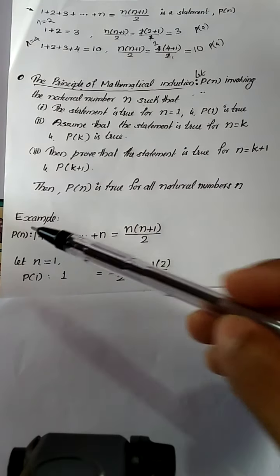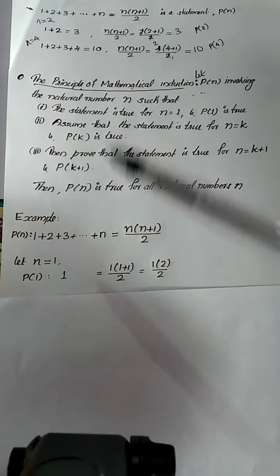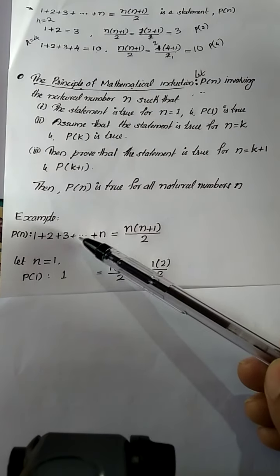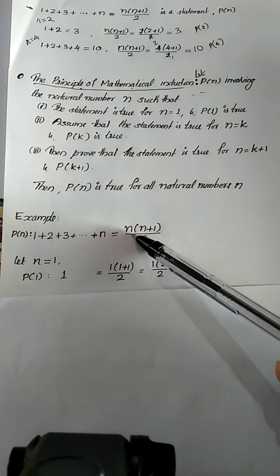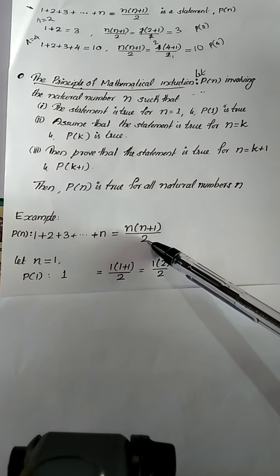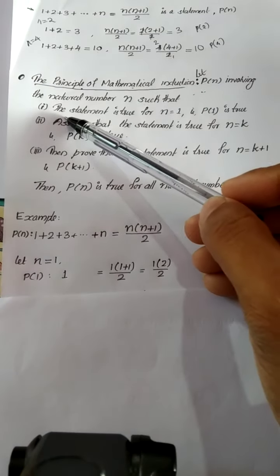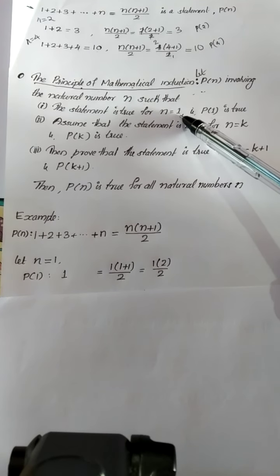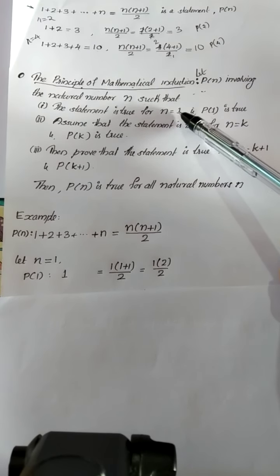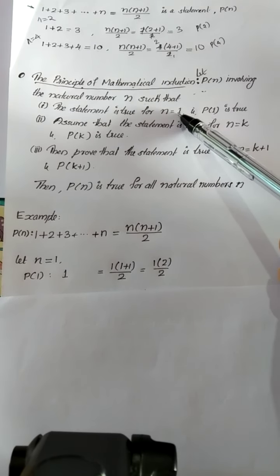Look at the first example. The same example: 1 plus 2 plus 3 plus etc. plus n is equal to n into n plus 1 divided by 2. So what is the first condition? The statement is true for n equal to 1. So we want to check this one. Is this true?